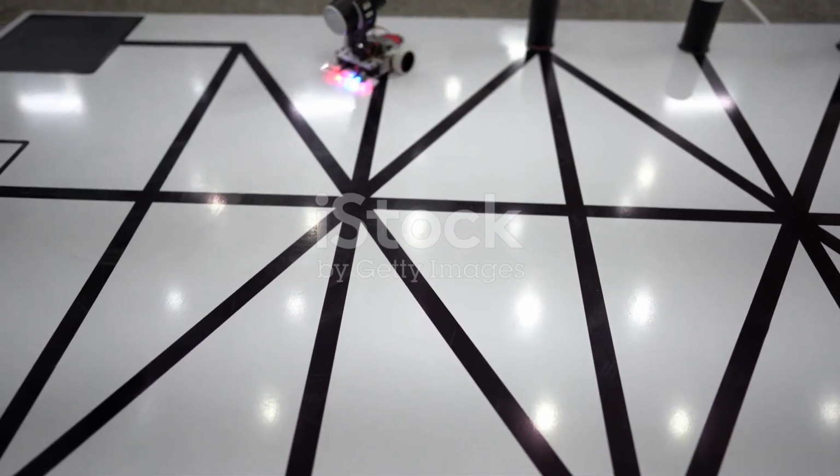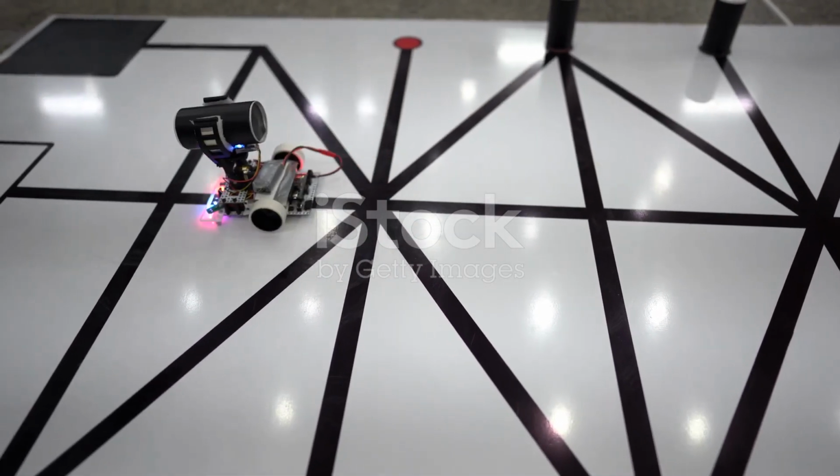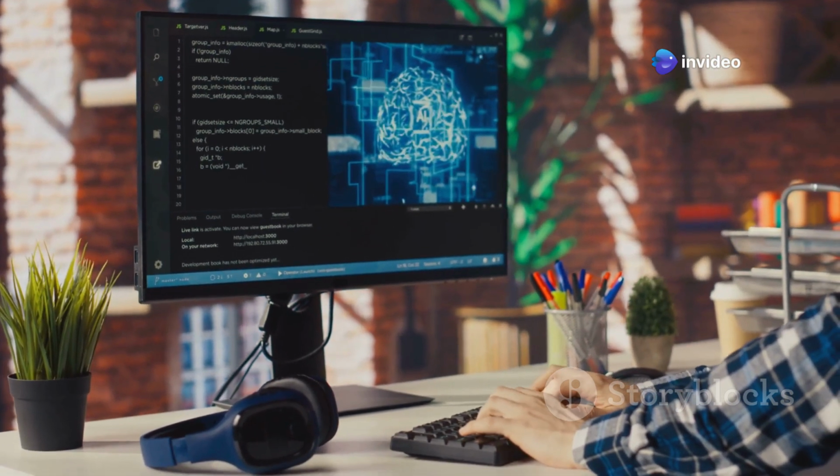How does a robot know how to get from point A to point B without bumping into everything? How does it figure out the shortest, safest, or most efficient route? It's all down to clever geometric algorithms.